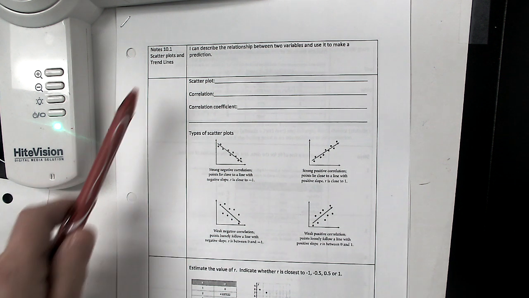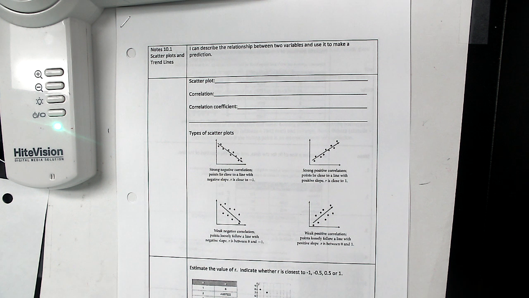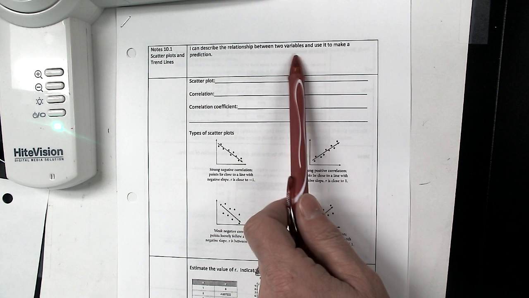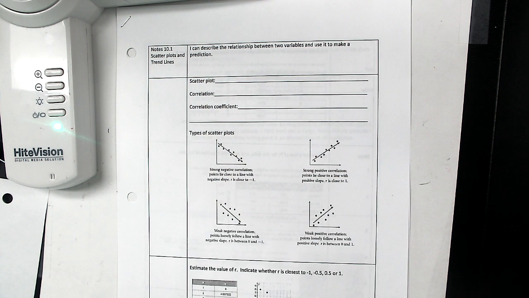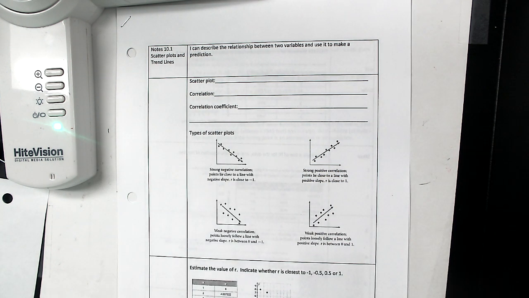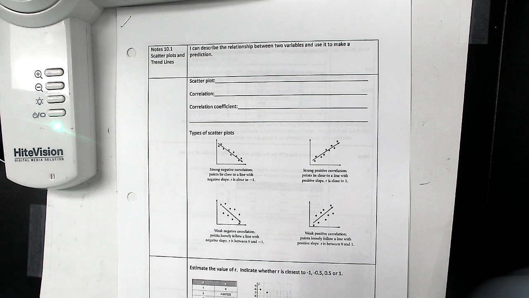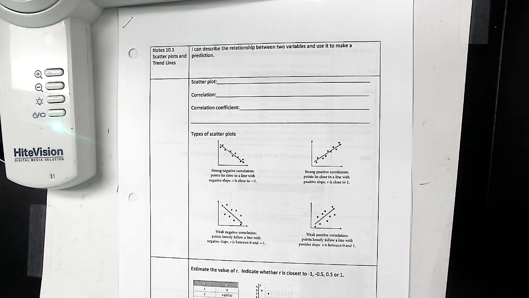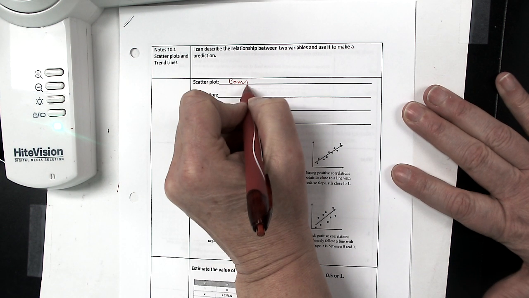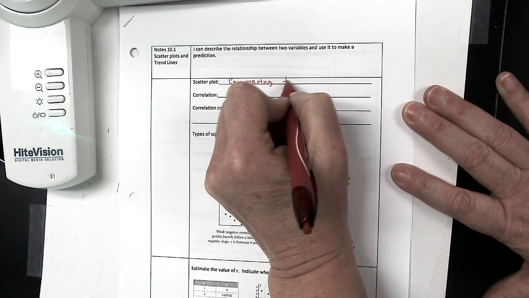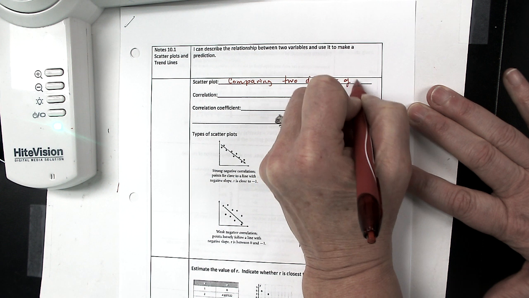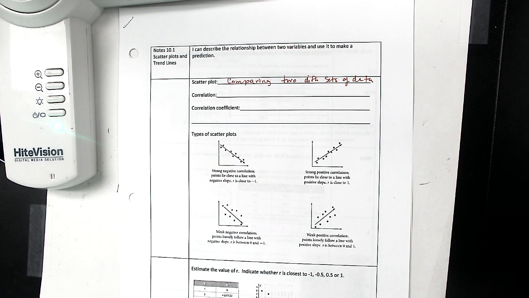Okay, so today we are working on scatter plots and trend lines. Our job today is to describe the relationship between two variables and use them to make a prediction. A scatter plot is actually two different sets of data. So what is a scatter plot? When you're looking at the relationship, we're comparing two different sets of data. That's what that is.